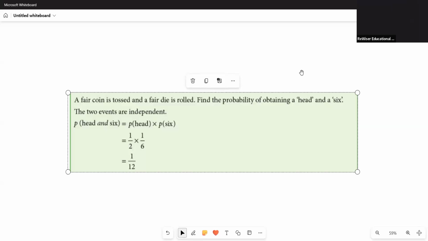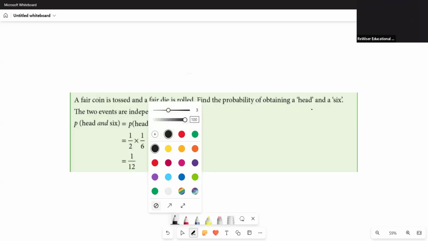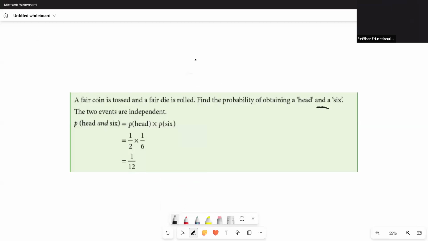Now moving ahead to the other type of problem that's usually based on independent events, like this. For an independent event, a fair coin is tossed and a fair die is rolled. Find the probability of obtaining a head and a 6. So the key word here is "and", which means multiplication. "And" literally means to multiply the two probabilities, or it can also lead to intersection.